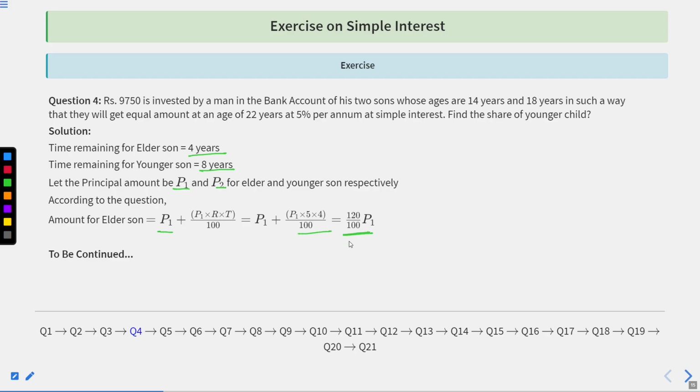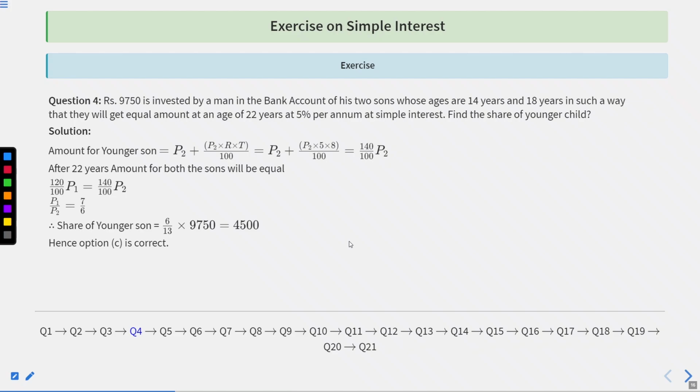upon 100 into P1. So amount for younger son is equal to P2 plus P2RT upon 100, which is equal to P2 plus P2 into 5 into 8 upon 100, which is 140 upon 100 P2. So after 25 years, amount for both the sons will be equal: 120 P1 upon 100 equal to 140 upon 100 P2, that is P1 upon P2 equal to 7 upon 6.